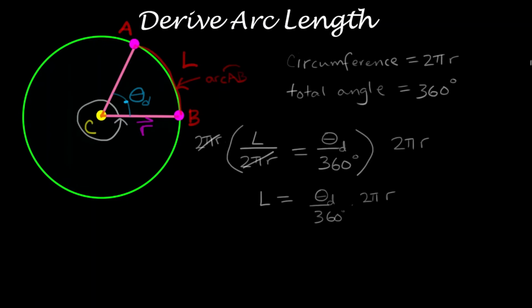Okay, well, hopefully this makes intuitive sense at this point. What we have is arc length is equal to the circumference multiplied by this component. So this component defines the relationship of the central angle to 360 degrees. So the arc length is simply the circumference multiplied by the fraction of the total angle that the central angle occupies.